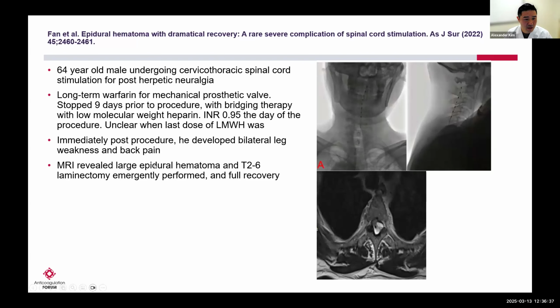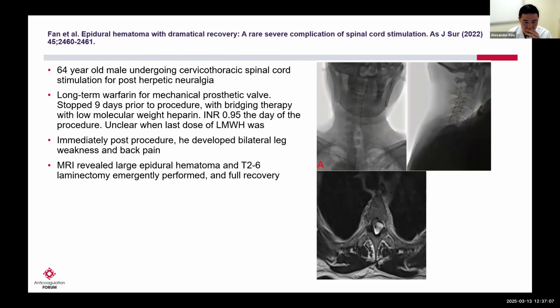And an MRI revealed a large epidural hematoma, and a T2 to C6 laminectomy was emergently performed. Thankfully, this patient also had a full recovery. So in terms of that table that I had brought up before from those guidelines, spinal cord stimulation is considered a high bleeding risk procedure. And as I had mentioned, it's because of the large introducer and those stiff leads that you use to kind of steer through the epidural space.